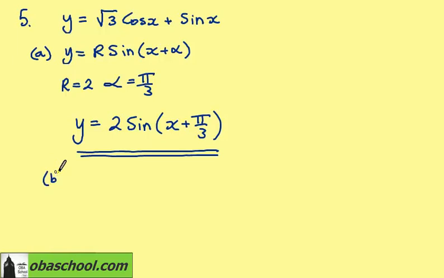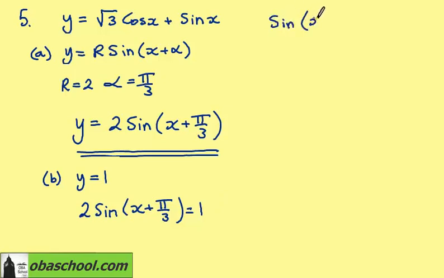In part B, we're told to find the values of x such that y equals 1. This means that we need to solve the equation 2 sine x plus pi by 3 is equal to 1, and we need to do this between 0 and 2 pi. Dividing both sides by 2 gives sine x plus pi by 3 is equal to a half.